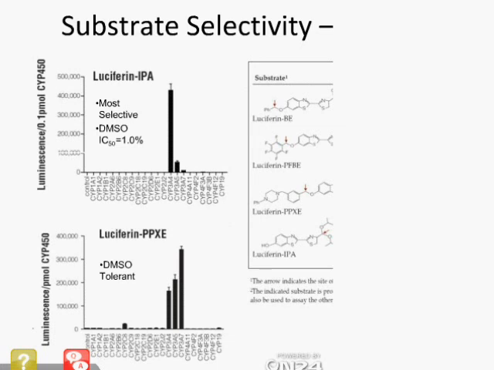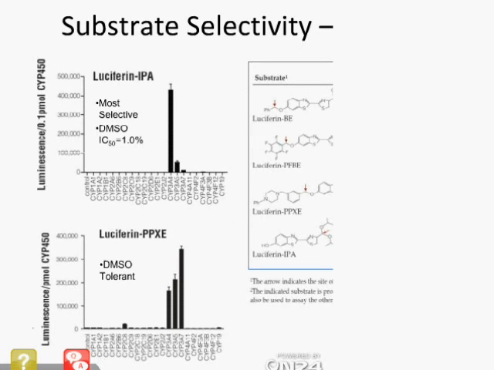And this is a substrate that we're going to be highlighting later in the presentation when Brad Larson from BioTek is speaking. The bottom graph shows a second substrate we have available, luciferin PPXE, which also works very well for 3A4 in cell-free systems. And it's also very DMSO tolerant. But it also reacts somewhat with the 3A5 and the 3A7 enzymes. So this substrate in particular we would recommend for anybody wanting to look at these other enzymes in addition to 3A4.